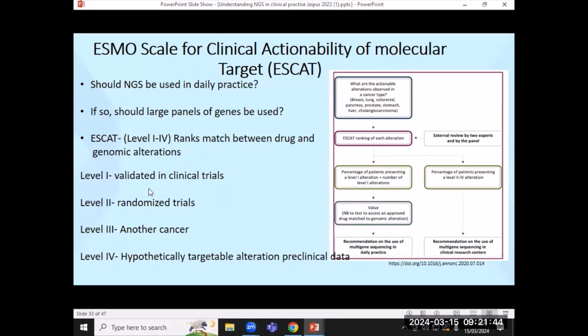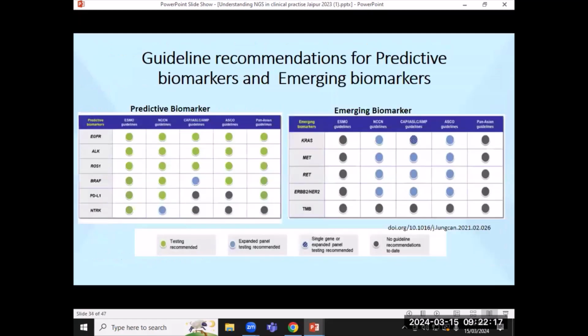Level 1 means it is validated in clinical trials for that specific disease. Level 2, whether that alteration has been studied in randomized clinical trials. Level 3, the same alteration is there, but it is in some other cancer, not in the disease you're looking for. Level 4 is a hypothetically targetable alteration, with preclinical data, or maybe an in silico analysis. We do not have much in-use or routine data on that, so level 4 is equivalent to VUS, or variant of unknown significance. So based on this, you can prioritize.